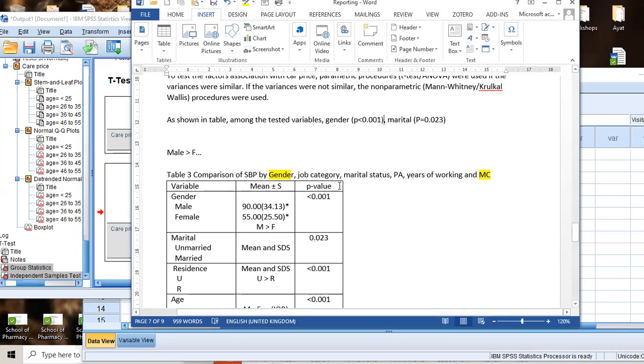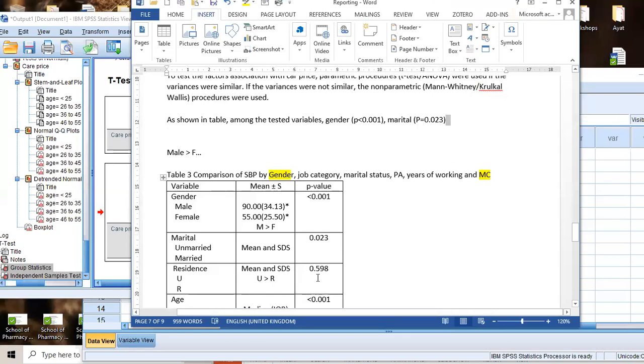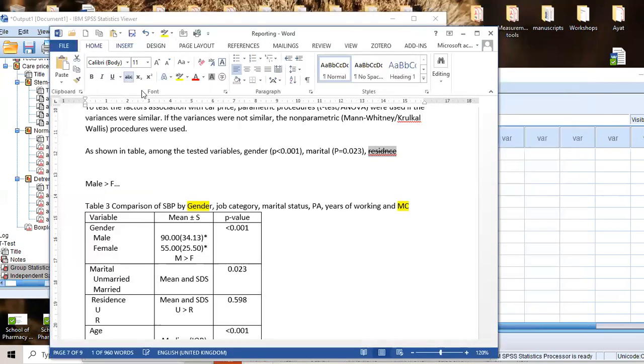Oh, okay. So here, supposing this p-value is 0.5696, I won't mention it. I won't mention the variable residence. I won't mention this variable. Why? Because I'm telling among the tested variables, only gender, marital status, and others. Residence is not significant, so I don't have to mention it. All right? Okay.